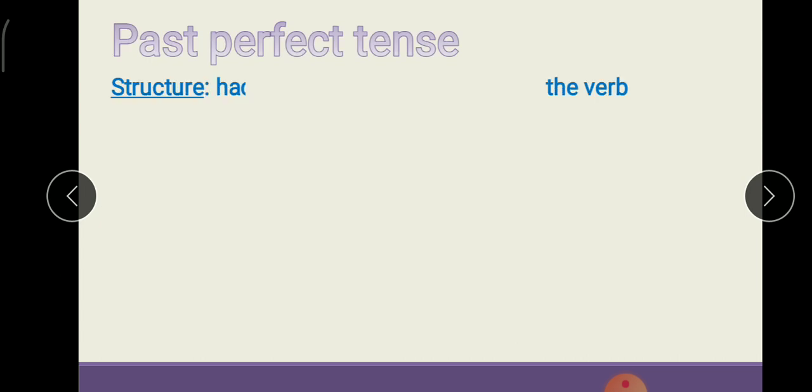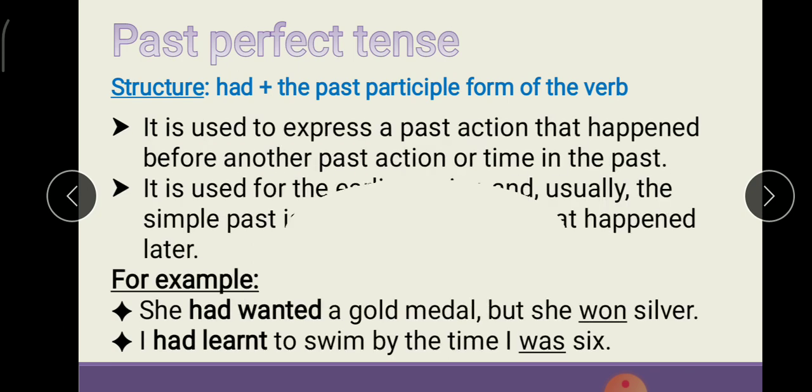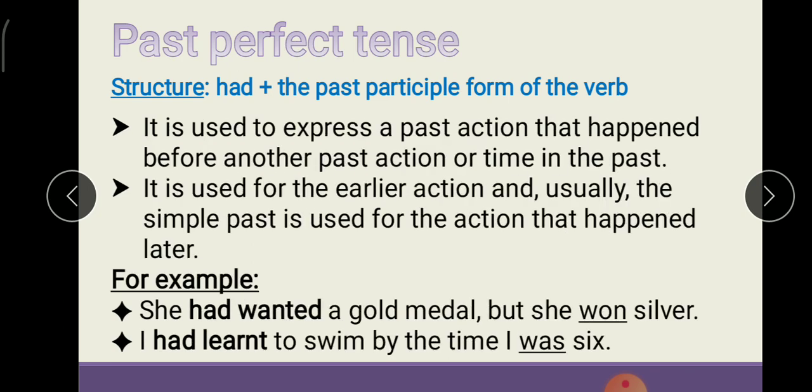Past perfect tense. Structure: had plus the past participle form of the verb, or it is also known as had plus V3. Past perfect tense is used to express a past action that happened before another past action or time in the past. It is used for the earlier action and usually the simple past is used for the action that happened later.